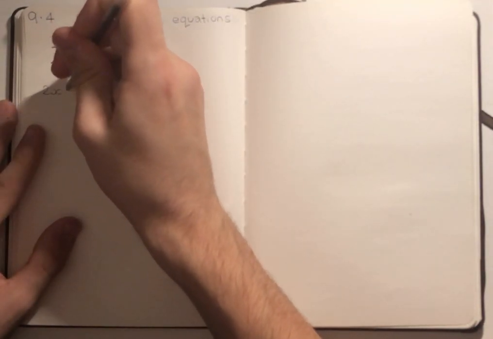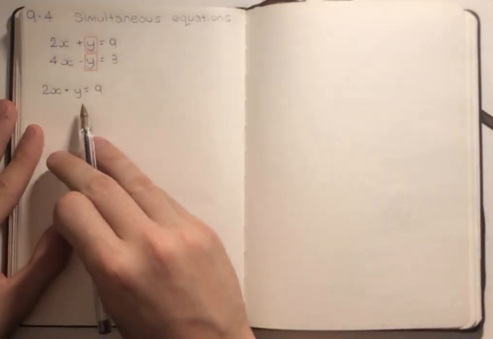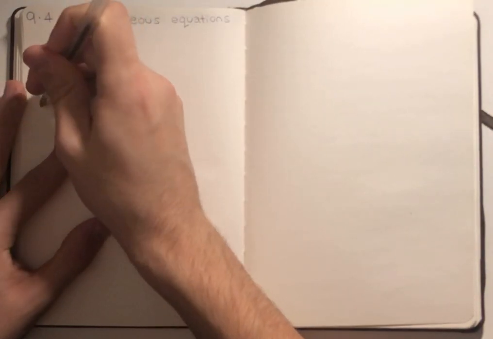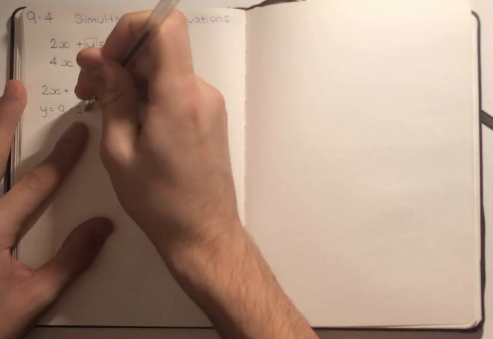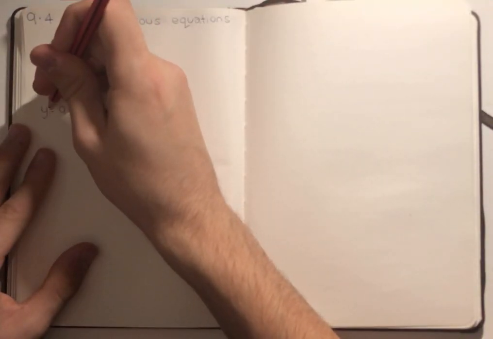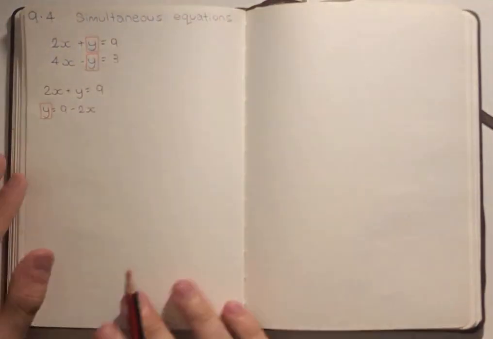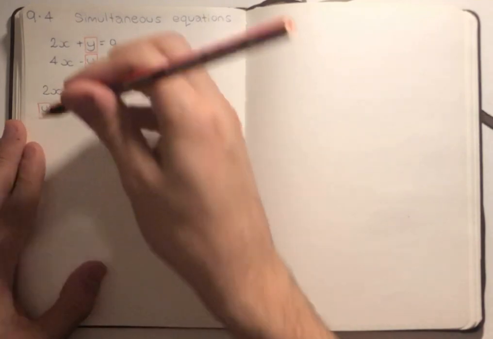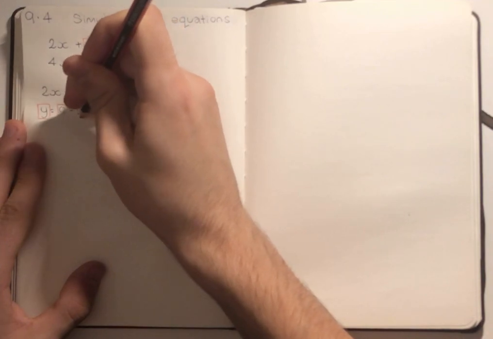2x plus y is equal to 9. And now, take away 2x from both sides. Y is equal to 9 minus 2x. We now have another y, and we can draw a red box around it because it is the same as all of the other y's. We also know that 9 minus 2x is the same as y because we've just worked it out. So we can draw a red box around that too.